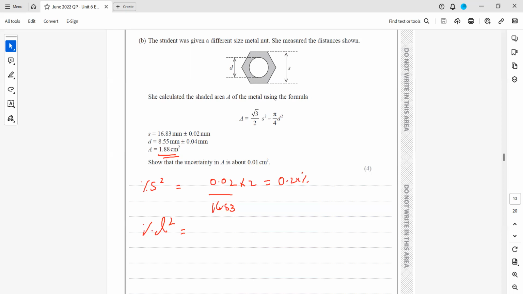Then the percentage uncertainty in D square, that is the uncertainty in D, which is 0.04 divided by the value recorded, 8.55, multiplied by 2, and then multiplied by 100 because we want to convert it to a percentage. So we get the percentage uncertainty, which is 0.94. So 0.94 is the total percentage uncertainty in the value for D square.